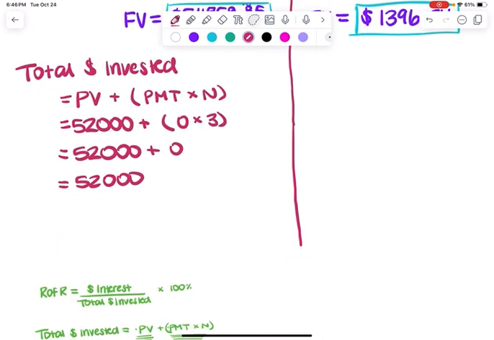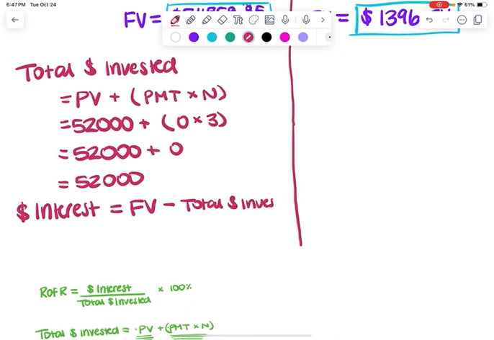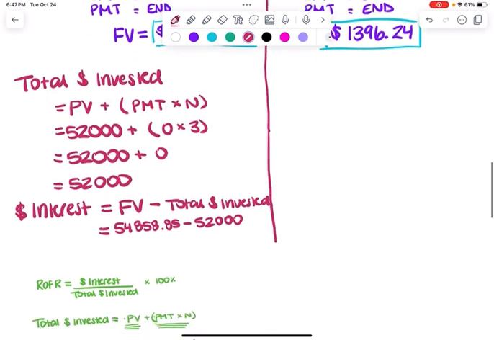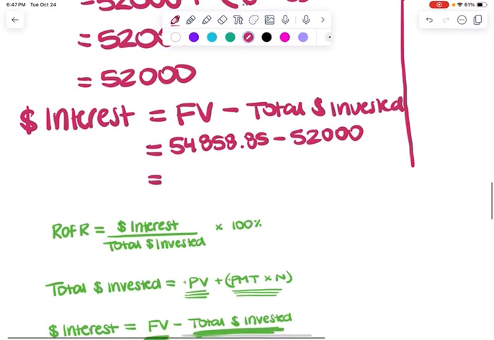Now, I want to take a look at my dollar amount of interest earned. And we said the dollar amount of interest earned is going to be my FV subtract my total amount of money invested. So, in this case, we have $54,858.85, and I'm subtracting that $52,000 from it, from that previous calculation we did. When I go ahead and do that, I'm going to end up with $2,858.85.